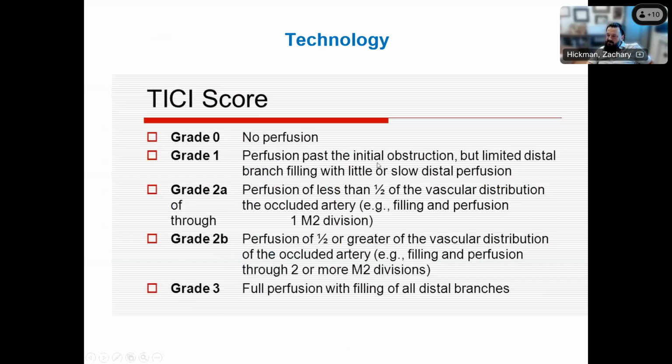Grade 1 is obviously better than no perfusion. There is some perfusion getting past the initial obstruction, but it's limited and there's little or slow distal perfusion. And then a grade 2 is perfusion of less than 1/2 of the vascular distribution of the occluded artery. So in general, you're trying to get it to a 2B or a 3 if you can.